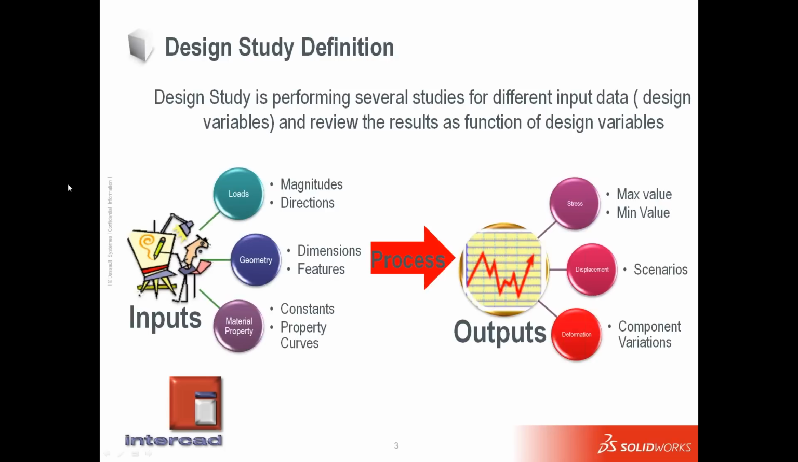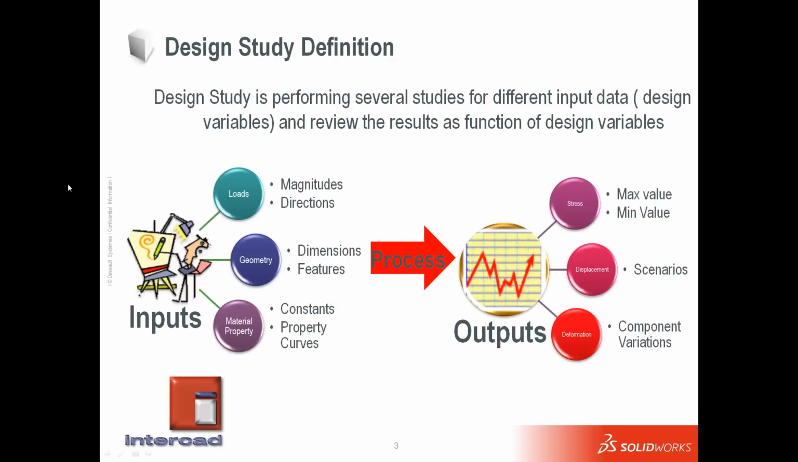Design study is performing several studies for different input data, which we call design variables, and reviewing the result as a function of design variables. So basically, any load, any geometry or material property in terms of the magnitude, direction, dimensions, adding or removing a feature, and the constants and the property curves could be picked up as the variable.